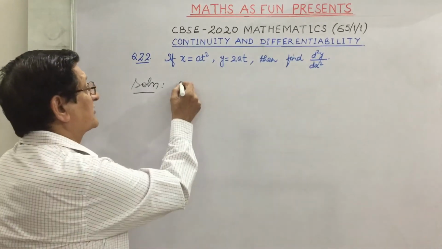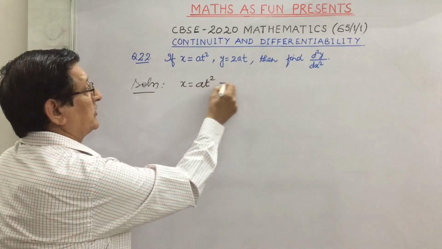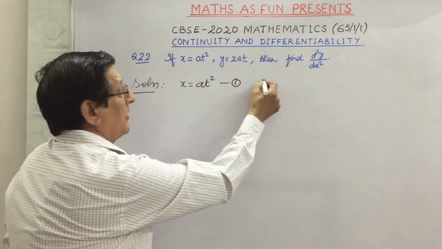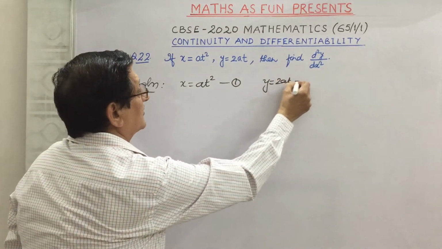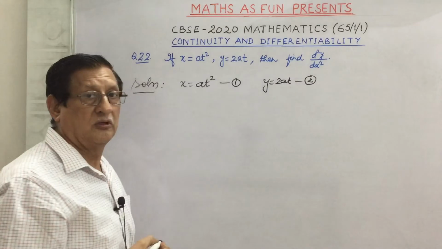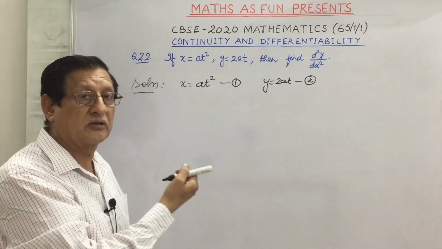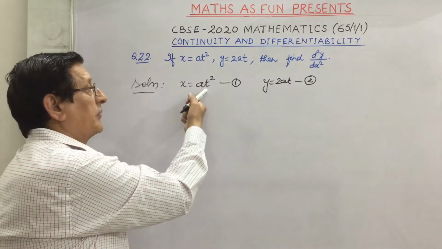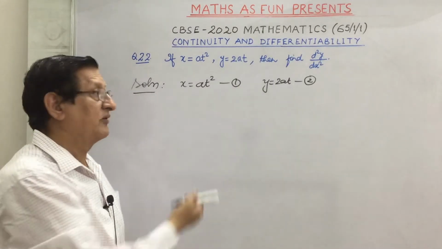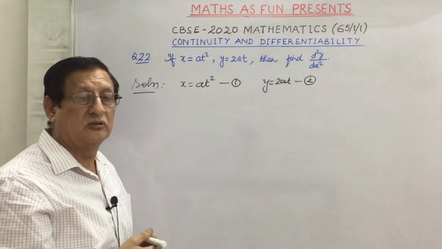You have been given x equal to a t square, this we can take as equation number 1, and y equal to 2at, we can take it as equation number 2. See, this is a problem of parametric type. So in parametric differentiation we have to see the parameter here is t. So we have to differentiate both with respect to t.